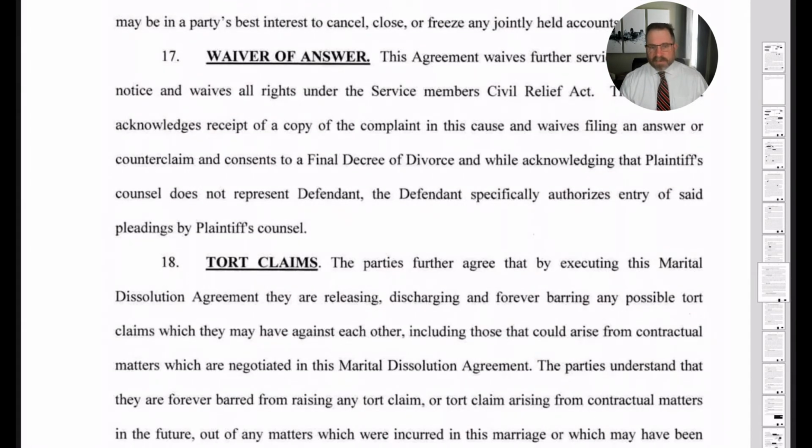In paragraph 17, you'll see that there was a waiver of the answer. A lot of times this doesn't apply. In this case, the husband had not filed an answer because we were negotiating all along, and it just didn't need to be done. So to put a nice tidy end on it, we agreed that he was waiving his right to file an answer.